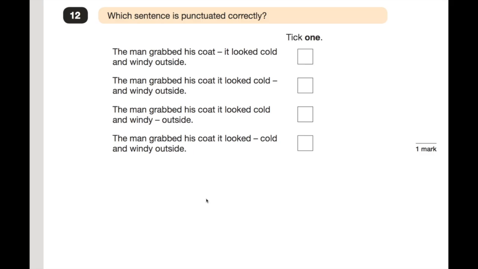The man grabbed his coat, it looked cold and windy outside. If you were to read the other sentences, you know that wouldn't make sense. If you put the pause in there, it doesn't make sense, and it's the same for the other three.